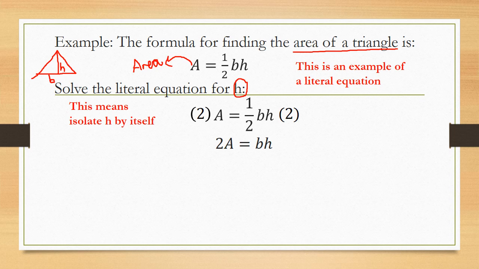The goal is to have h by itself. That means I need to get rid of b, and b is multiplied by h, which means the inverse operation to get rid of b is to divide by b on both sides. That helps me isolate h by itself, which is going to be equal to 2a over b. And this is the final answer.